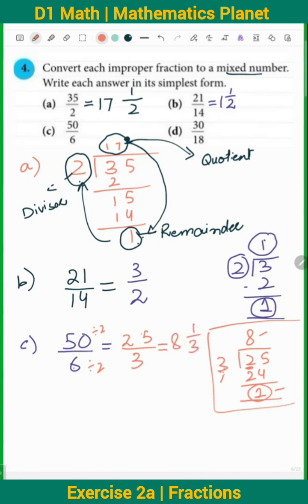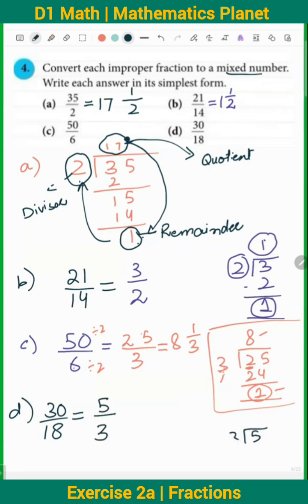Okay, last part. 30 by 18. Okay, then it is divisible by which number? Can you simplify this? Yes, miss. It is divisible by 6. 6 times 5 is 30. 6 times 3 is 18. Very good. Now can you divide 5 by 3?